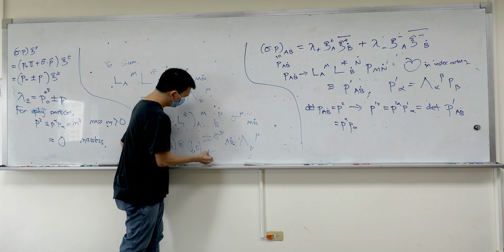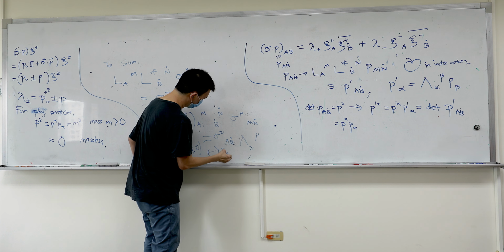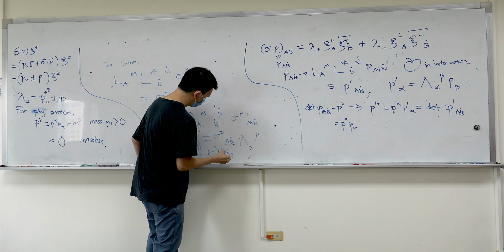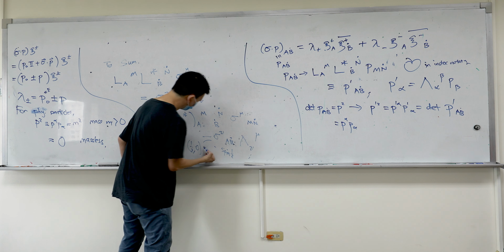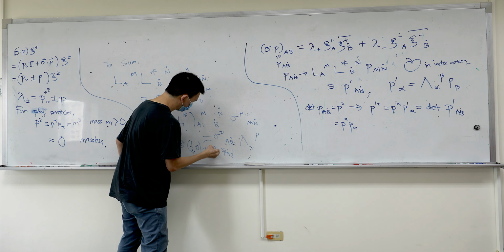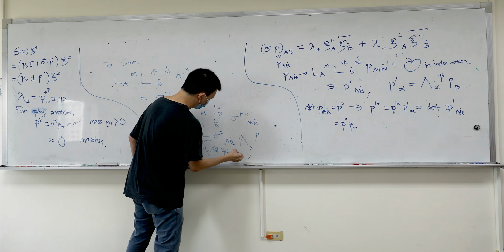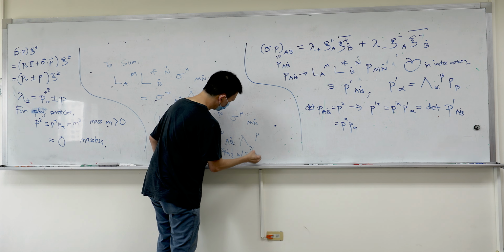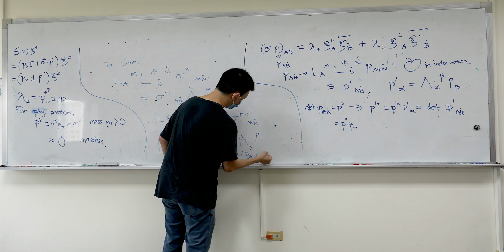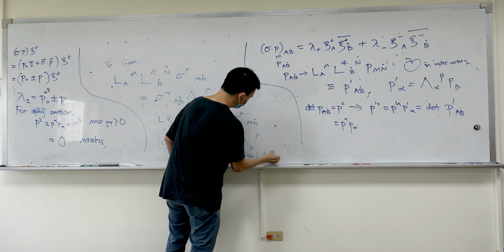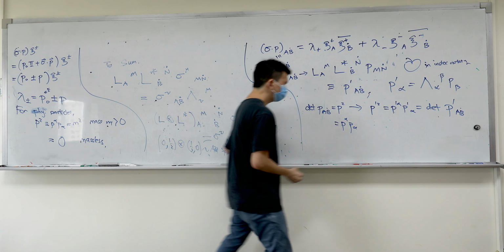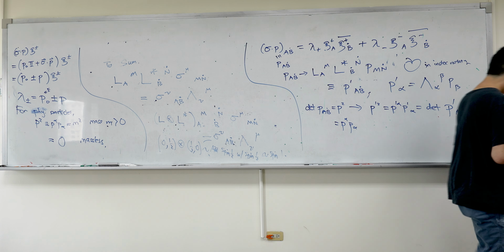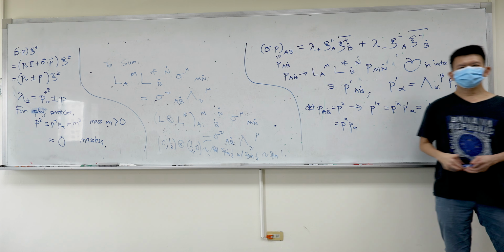So basically, adding spin half with spin half, in this case, is spin one. Any other questions?